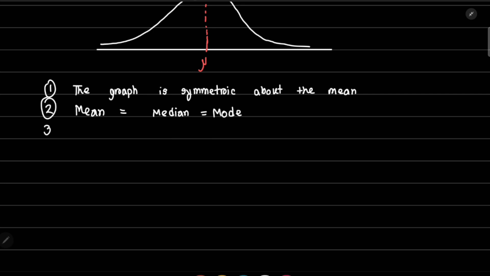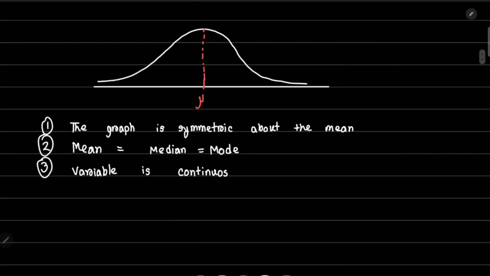Now the third property is that it's for a continuous variable. So the variable is continuous. We cannot have a normal distribution for a discrete variable such as grades. Even marks achieved are generally discrete variables. We don't get marks like 39.321. It can only be 39 or 40, or if you have some kind of partial marking, you can have 39.5. You won't have 39.43 as your marks.